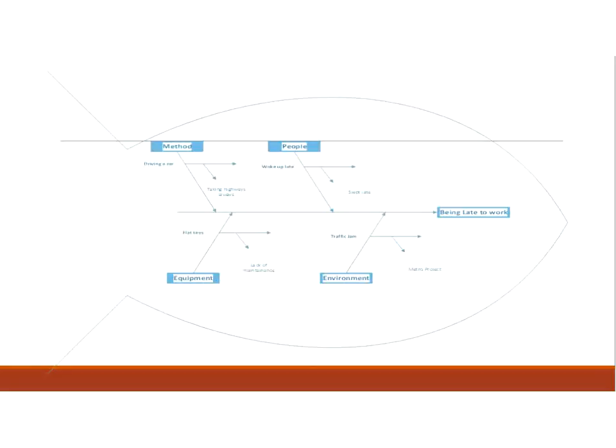So I use four domains, which are people or manpower, method, equipment, and environment. When I analyzed the cause of the problem, I found that the reason I was being late to work is because I woke up late. This is the primary cause. For the secondary cause, why did I wake up late? Because I slept late. You see how the trend is going? You start from the effect to the primary cause to the secondary cause.